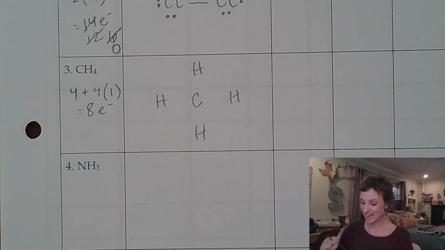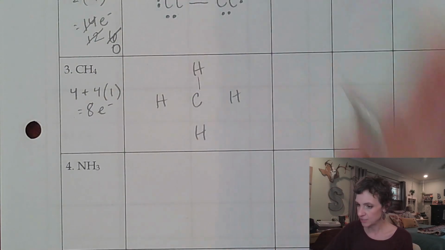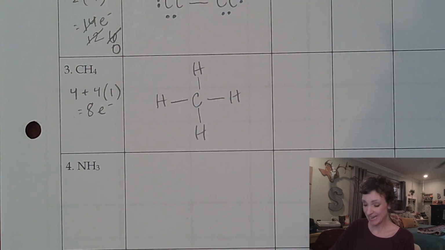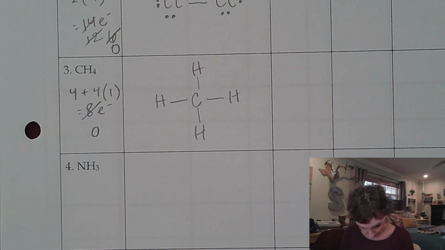Cool. Now I'm going to connect all hydrogens to the central atom using a pair for each line, or 2 for each line. So I would go 1, 2, 3, 4, 5, 6, 7, 8. So I've used 8 electrons. Oh, I've already used my 8 electrons just connecting everybody up to the central atom. And you were like, I've got a lot more rules left to do.